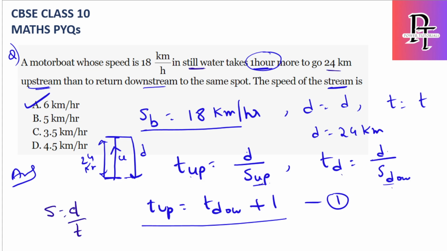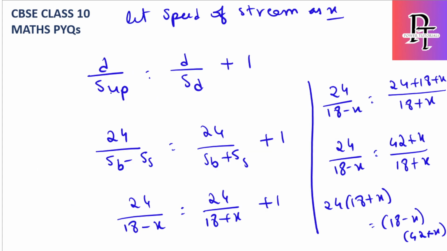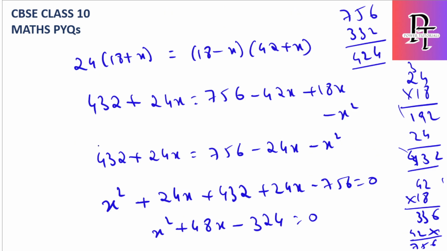So the next step will be d by speed of upstream is equal to d by speed of downstream plus 1. So distance we know, 24 by speed of boat minus speed of stream is equal to 24 by speed of boat plus speed of stream plus 1. Just substituting the values, speed of boat we already have as 18, speed of stream we don't know, so we are considering it as x. Solving this quadratic equation using cross multiplication and so on, finally we got the x value, which is the speed of stream.